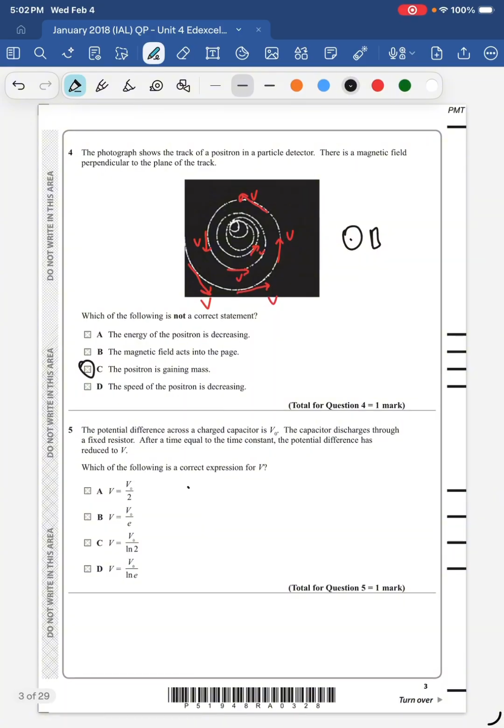Okay, so in general, V is equal to V naught e to the minus t over tau, where t, the Latin t, is the time elapsed, and tau is the time constant, okay? So if the time t is equal to the time constant, then we will have V naught e to the minus tau over tau, which cancels itself. So this is equal to V naught over e. So the answer is B.